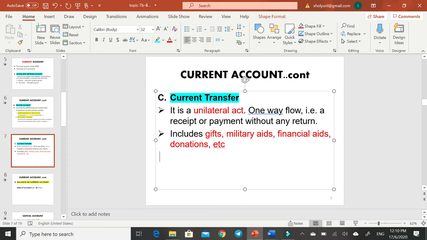It is a one-way flow, a receipt or payment without any return. We will not get any return. So, what are the examples? Gifts, military aids, financial aids, donations and etc. This includes what we call transfer payments. You have also come across this when finding personal income. This is also under the category of current transfer.